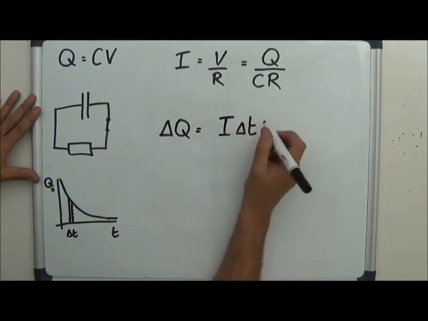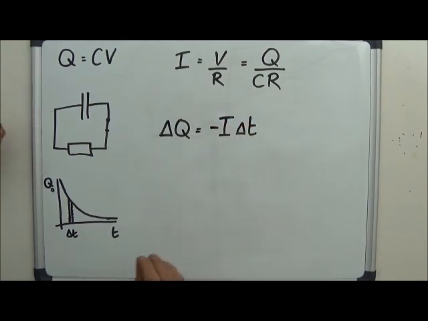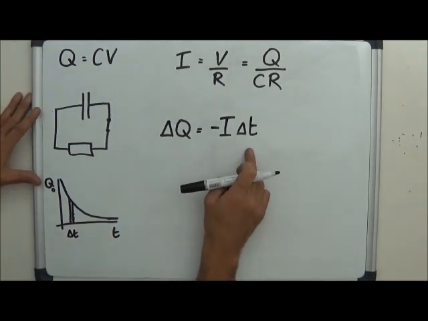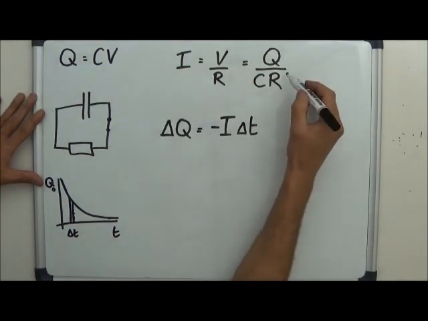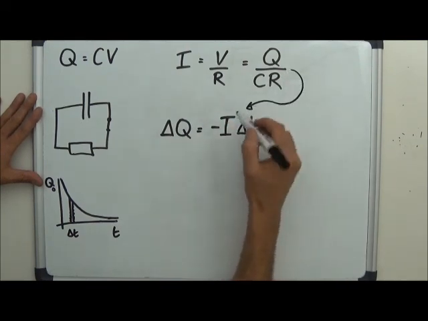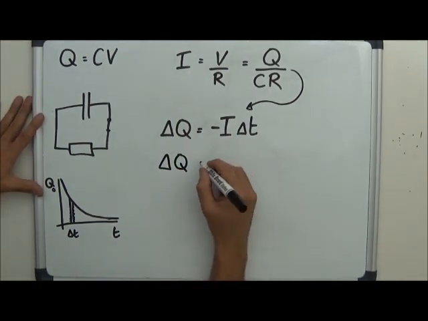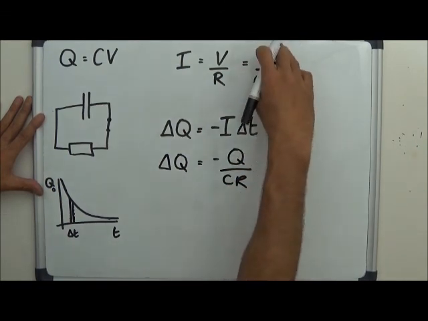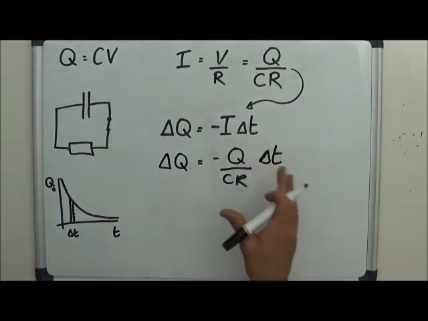Now, the current is going down, so we have to put a negative sign there because it's a diminishing current. So delta Q is minus I times delta t, and I itself is Q over RC, so we can get rid of this current term here. We can put that in for minus I. Now delta Q equals minus Q over CR, plugging that in for the I, and of course it still has to be times delta t. So where's this all going?